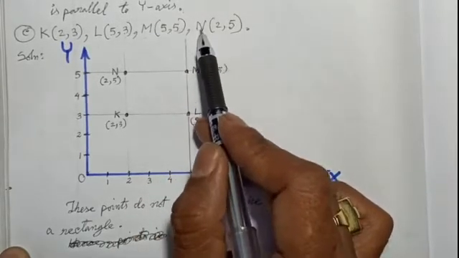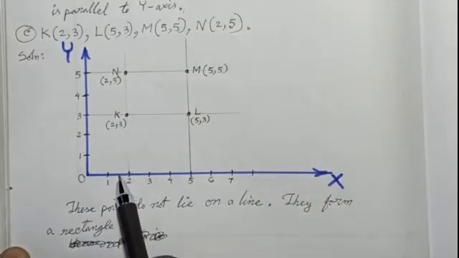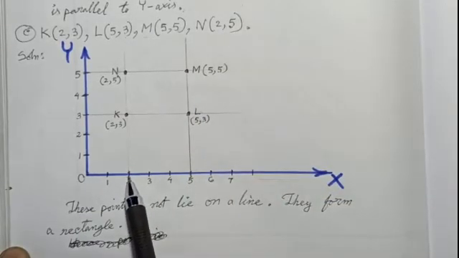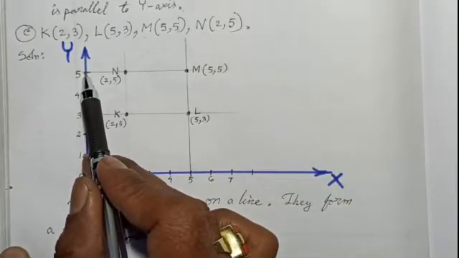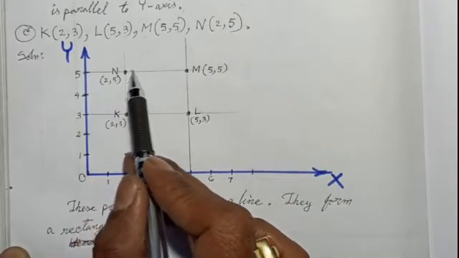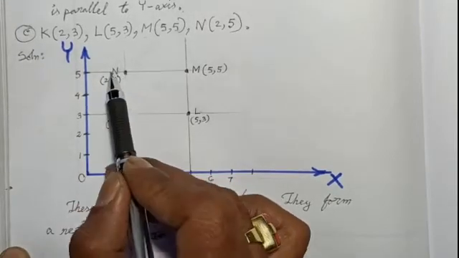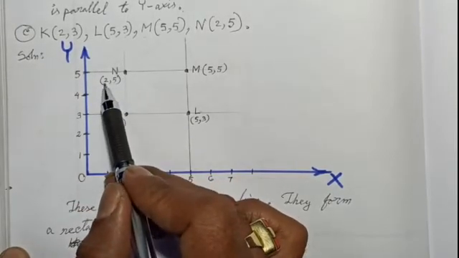Next is N, (2, 5). 2 is for x. So x equal to 2 means this, and we are drawing through this point a perpendicular line, and y is equal to 5 is this point, and through this point we are drawing another perpendicular line, and the two perpendicular lines intersect here, and this point represents N. Coordinate is (2, 5).